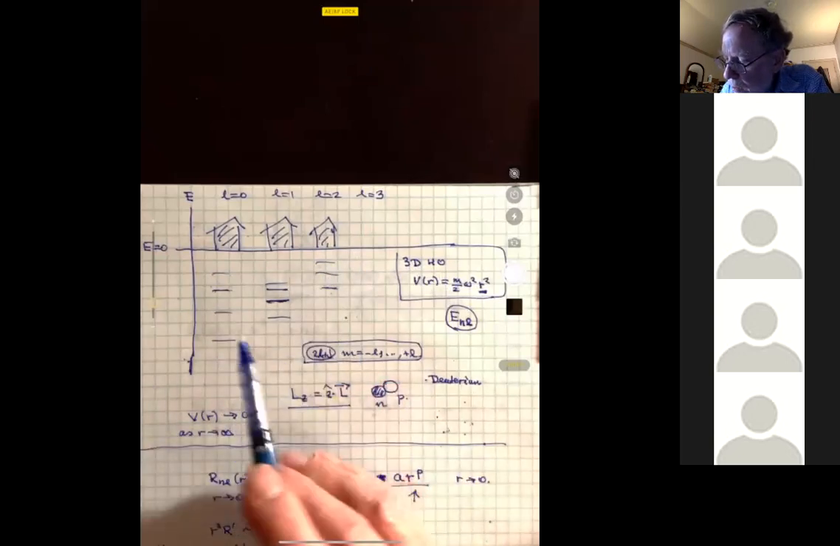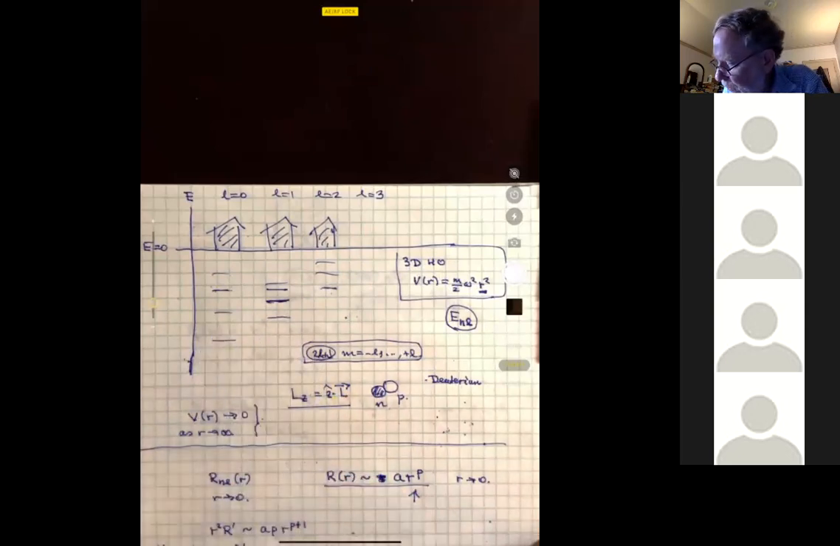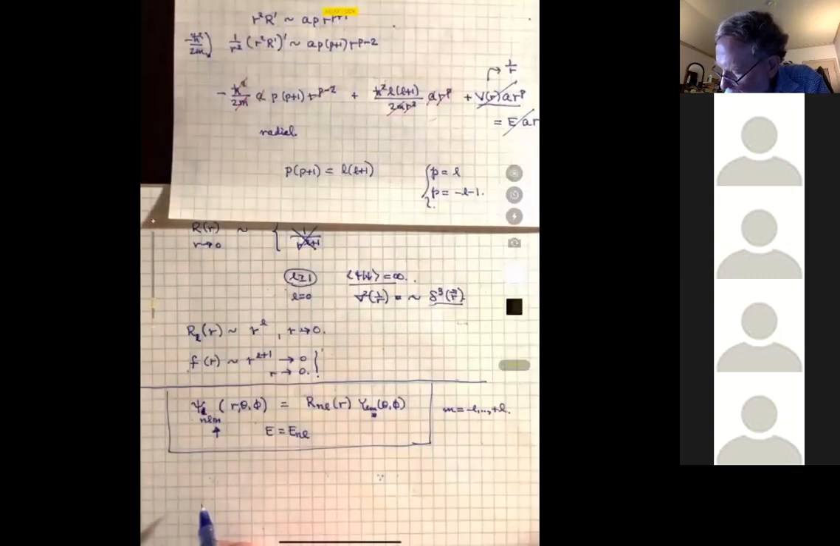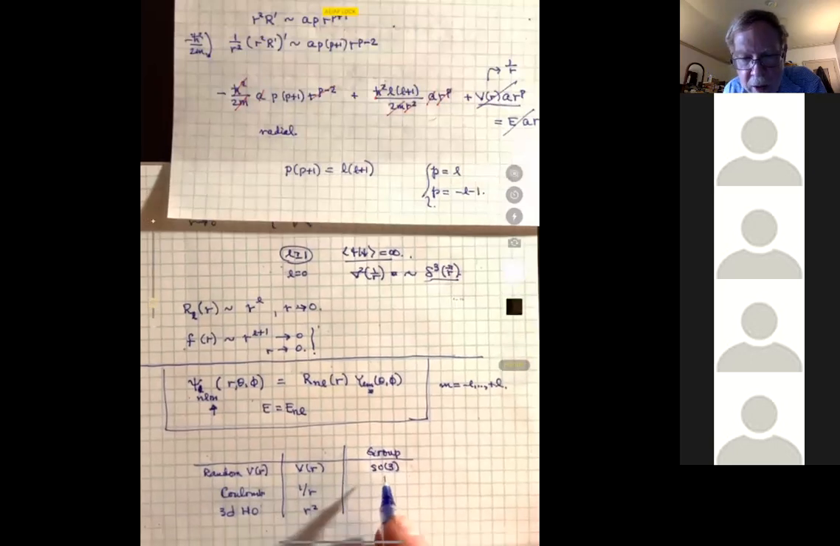The reason why that happens is because those problems have extra symmetry that goes beyond rotational invariance. If I make a little table here, it is for a random potential, by that I mean central force potential V of R, versus the Coulomb potential versus the 3D isotropic harmonic oscillator. The Coulomb potential goes like 1/r, and the 3D oscillator goes like r squared, and the V of R here is just a random V of R. The symmetry group is just simply SO3 for a random potential. It's just ordinary rotations. That's what we've been talking about.